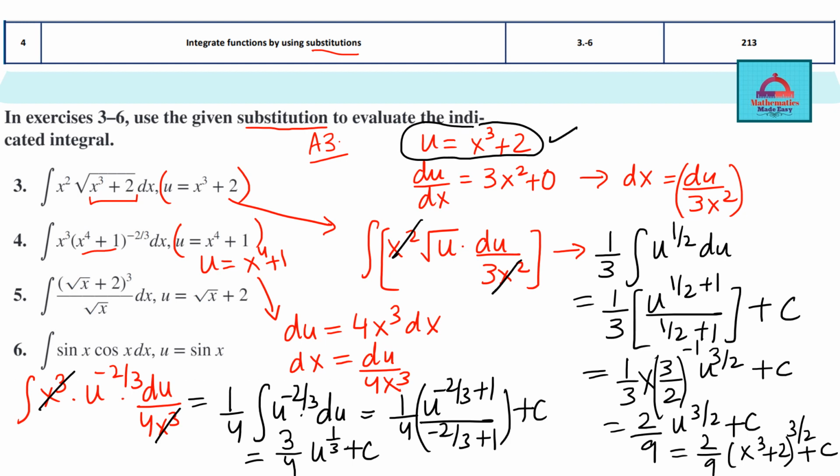Last step, put the value of u back. You had taken u to be x to the power 4 plus 1. Final answer for this question is going to be 3 by 4 x to the power 4 plus 1 to the power 1 by 3 plus c. So that completes question 3 and 4. Let's do 5 and 6 in the next slide.